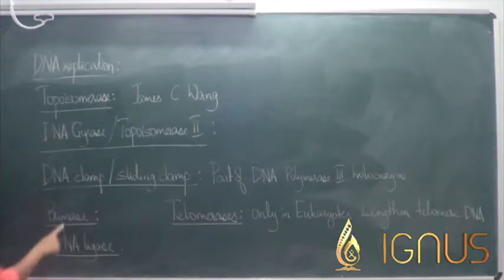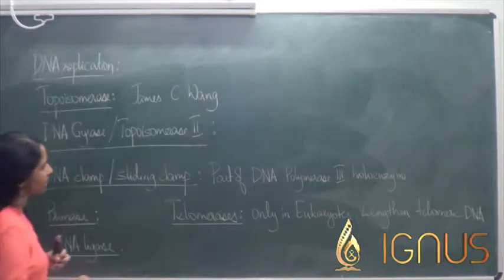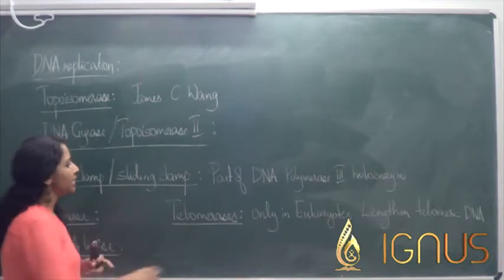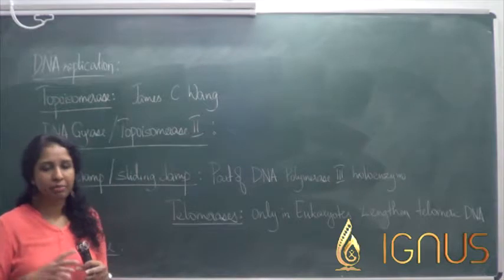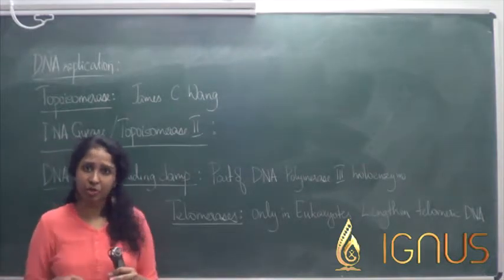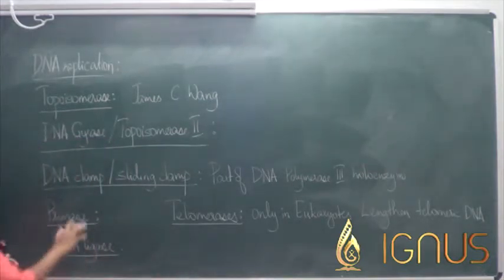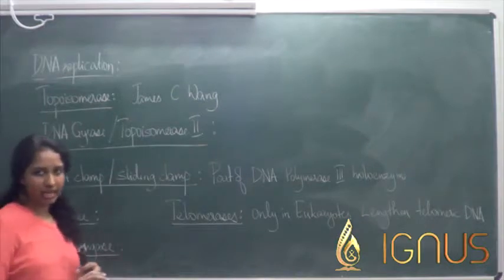Okay. After that comes the DNA clamp or the sliding clamp enzyme. It's actually a part of the DNA polymerase 3 holoenzyme. So DNA polymerase 3 is made up of multiple subunits, and one of those subunits is the DNA clamp or the sliding clamp enzyme.